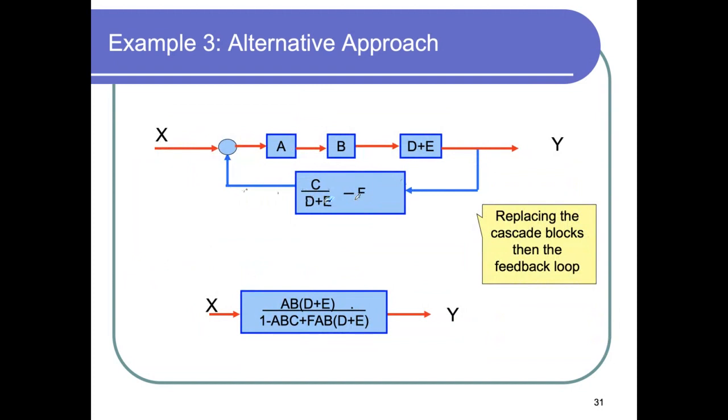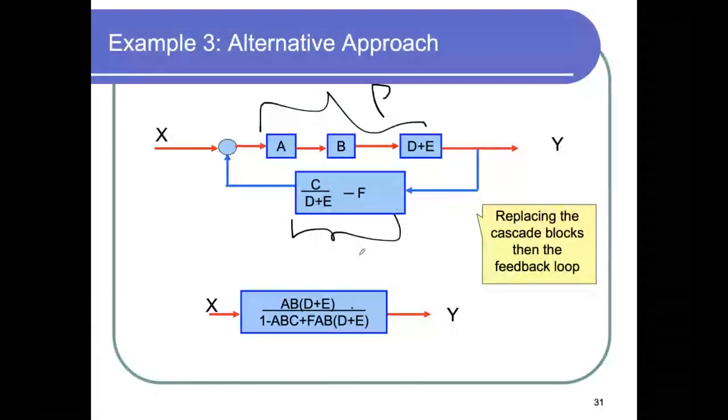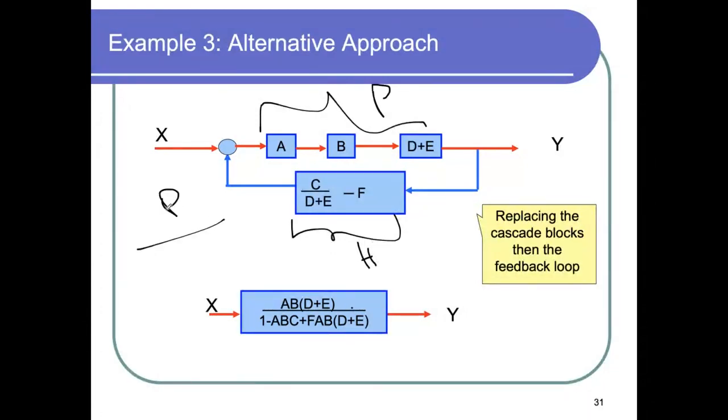All right, there is an alternative. Again, I mentioned that there is no unique way of doing this. So one alternative approach is, after you do the serial combination here, D plus E, you have a pickoff point here. So you can just move it to over here. And when you move a pickoff point after the block, then you divide by D plus E. Right? So you have a feedback of C multiplied by 1 over D plus E.